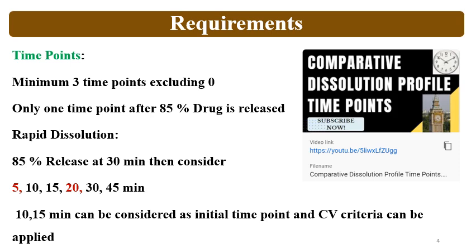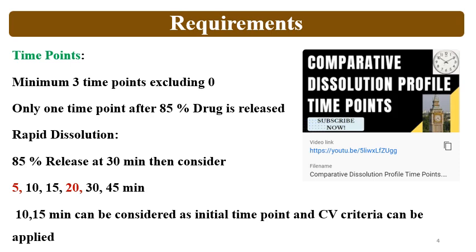For some of the regulatory bodies, it is either of the formulation, test or reference. For some of the regulatory bodies, it is only the test product or only the reference product. But either test or reference, you should consider whichever is reaching 85%. So the next time point after 85% should be considered.